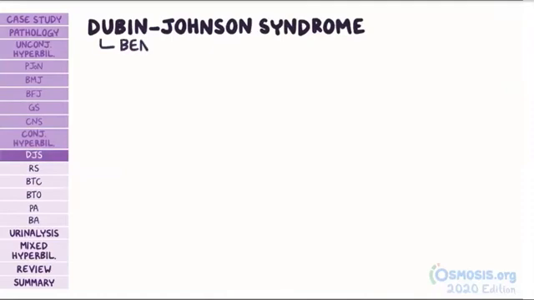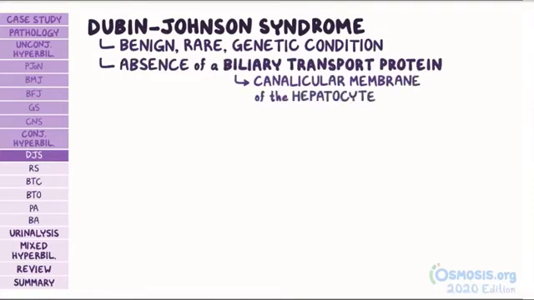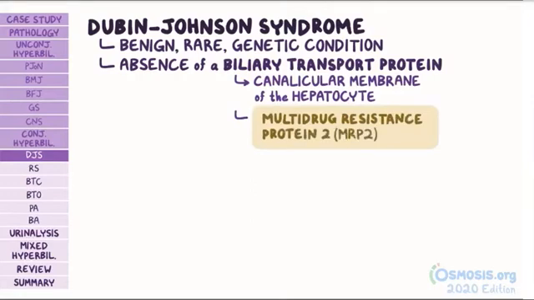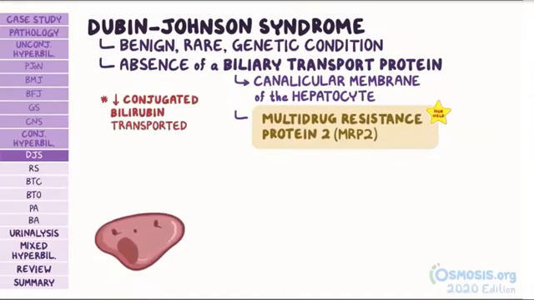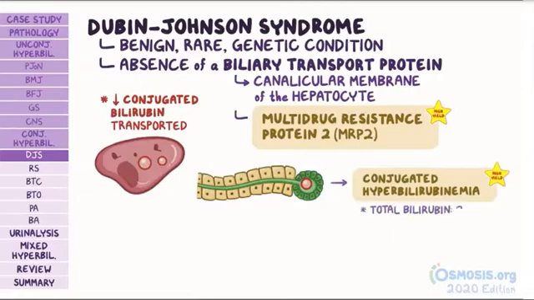Dubin-Johnson syndrome is a benign, rare genetic condition that's characterized by the absence of a biliary transport protein found on the canalicular membrane of the hepatocyte. This transport protein is called multidrug resistance protein 2, or MRP2 for short. As a result, less conjugated bilirubin is transported out of the hepatocyte into bile canaliculi. Eventually, this leads to conjugated hyperbilirubinemia with total bilirubin levels between 2 and 5 milligrams per deciliter.